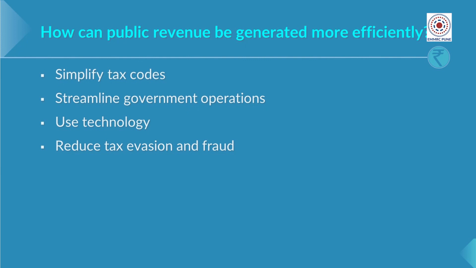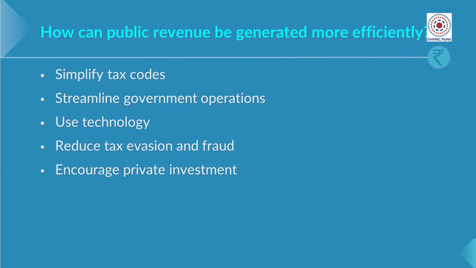Reduce tax evasion and frauds. Government can invest in measures to reduce tax evasion and frauds, such as by strengthening enforcement and implementing penalties for non-compliance. Encourage private investment. Governments can encourage private investment by creating a favorable business environment, reducing red tape and providing incentives for investment.